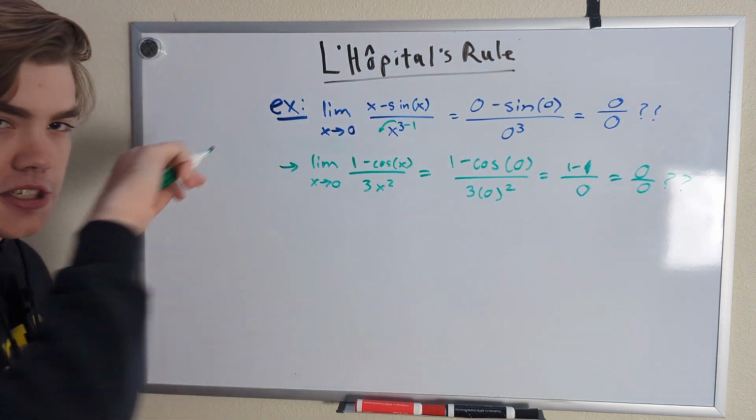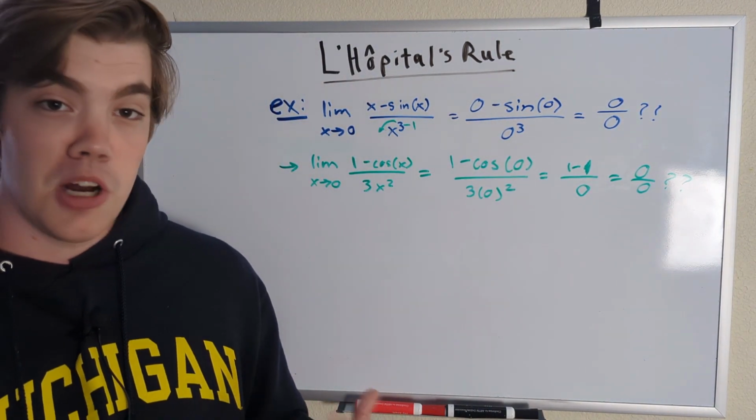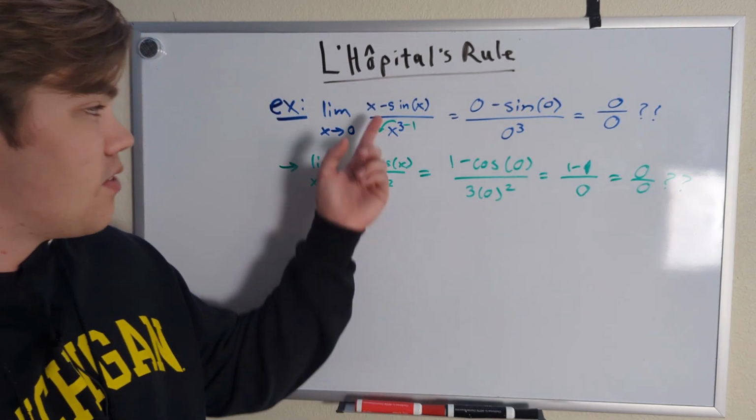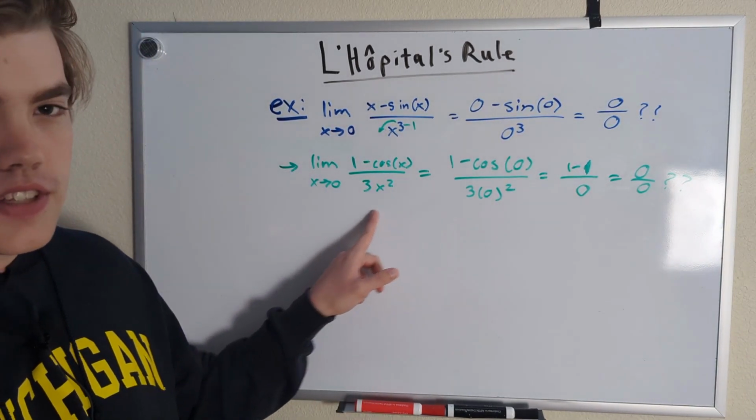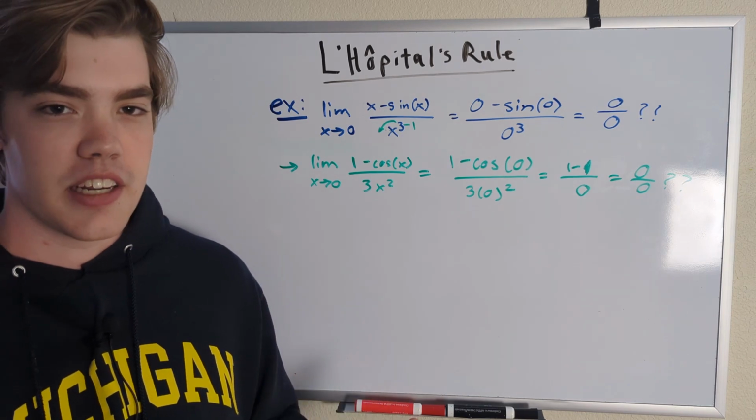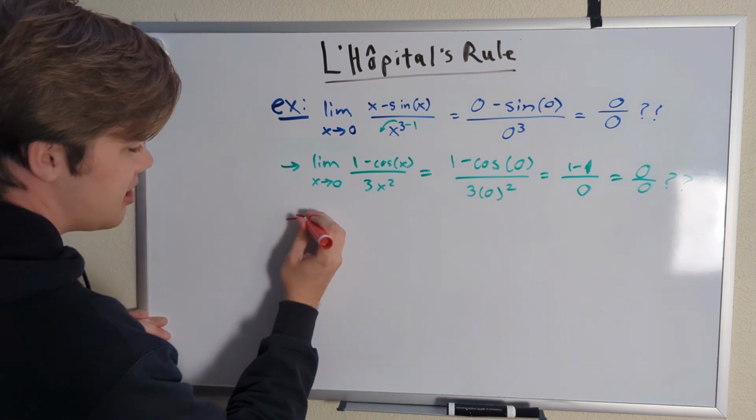So what do we do in this situation? Well, we just have to take the derivative again. So let's take the second derivative of our function. In other words, the derivative of this function here. And then take the limit again, and we should be able to find our limit. All right, let's do it.